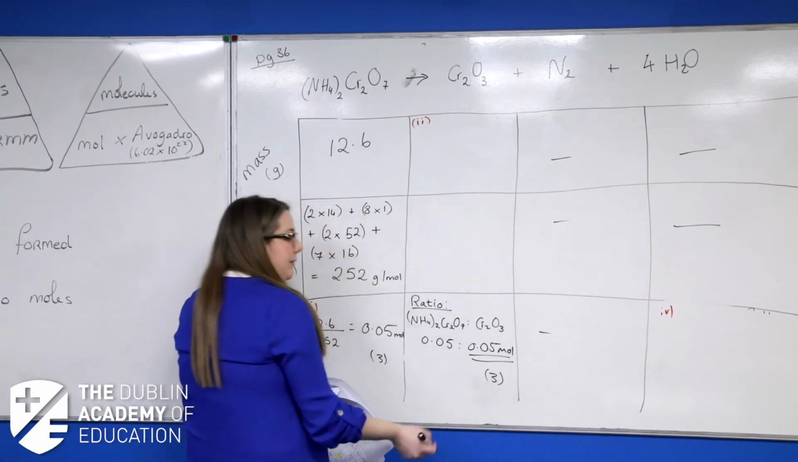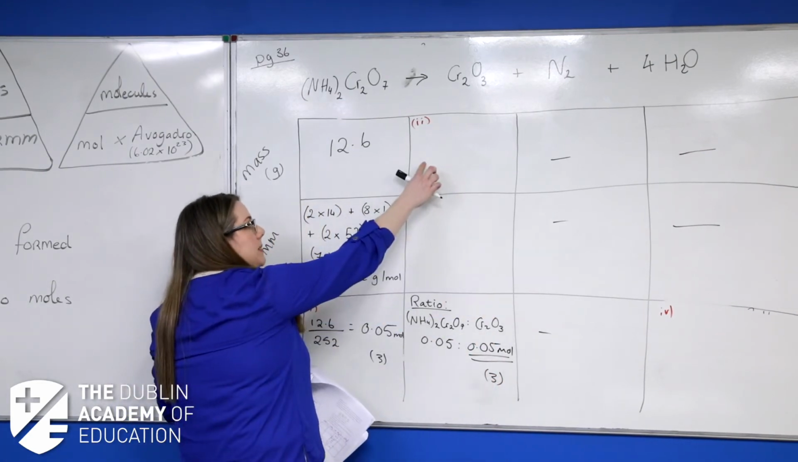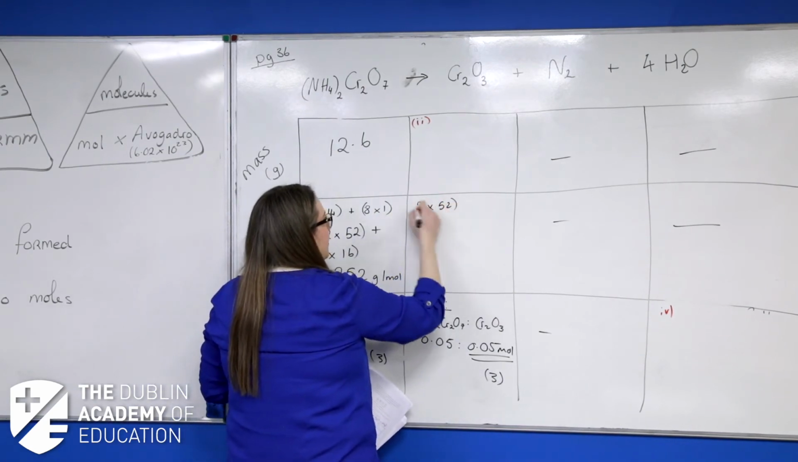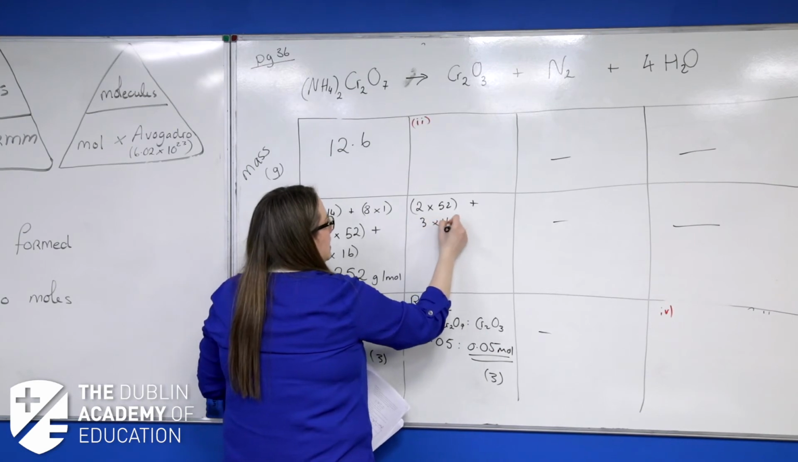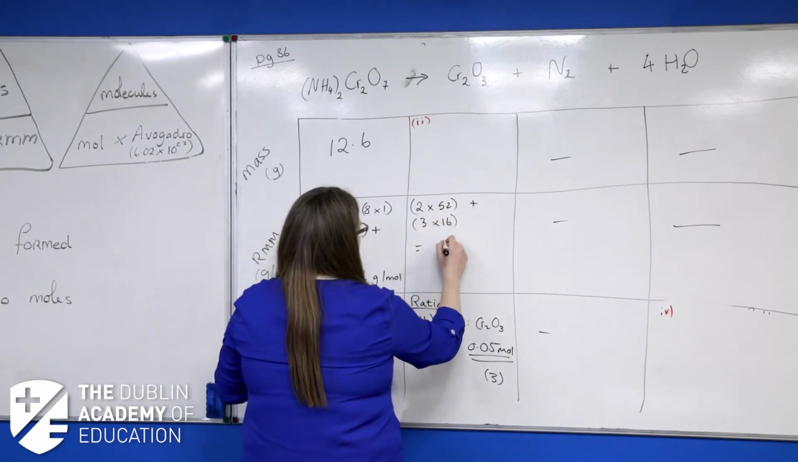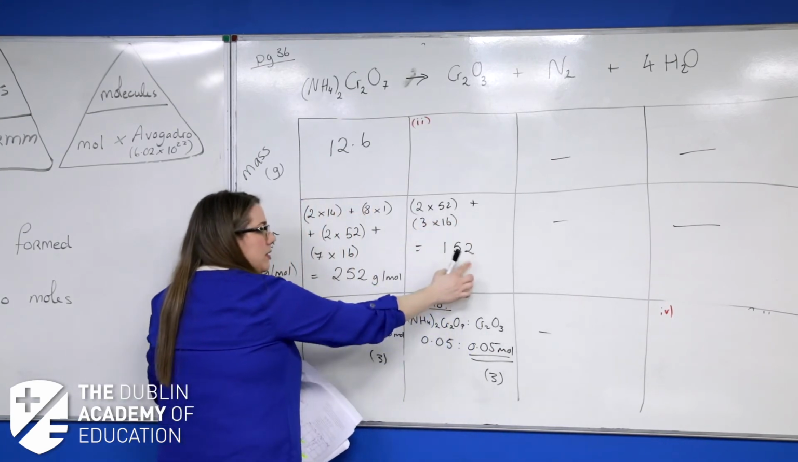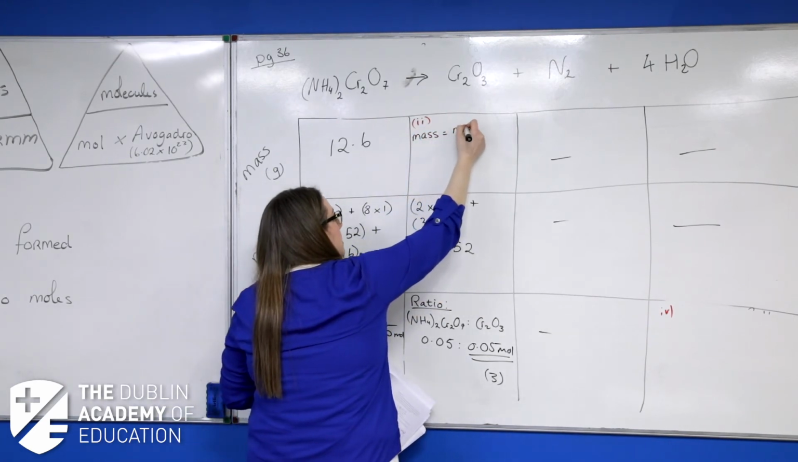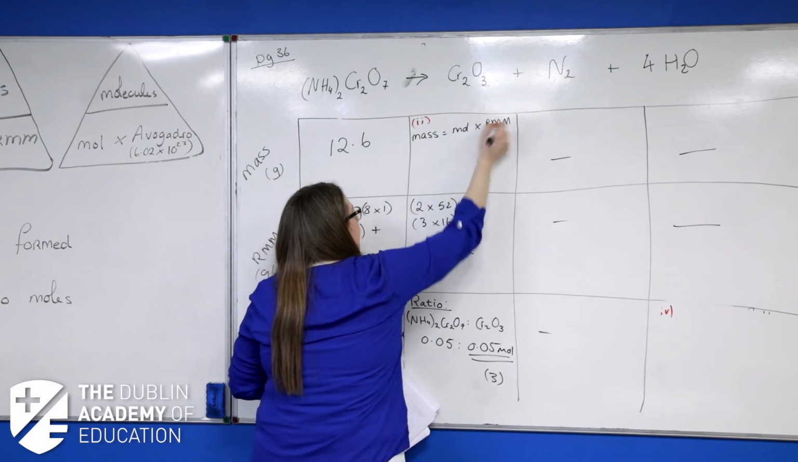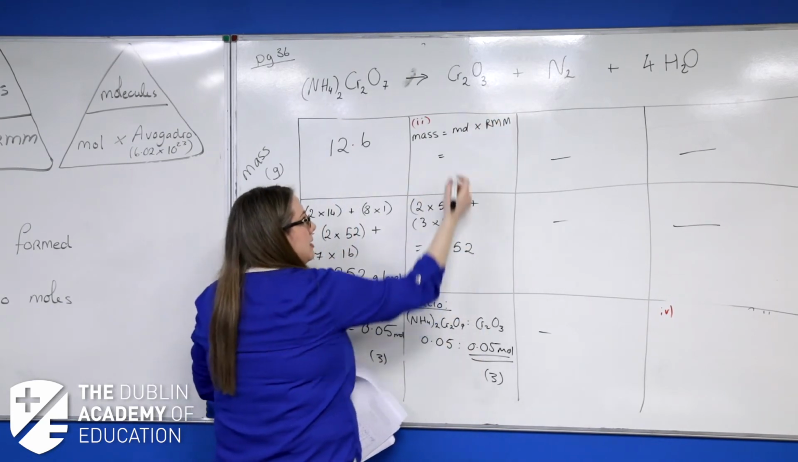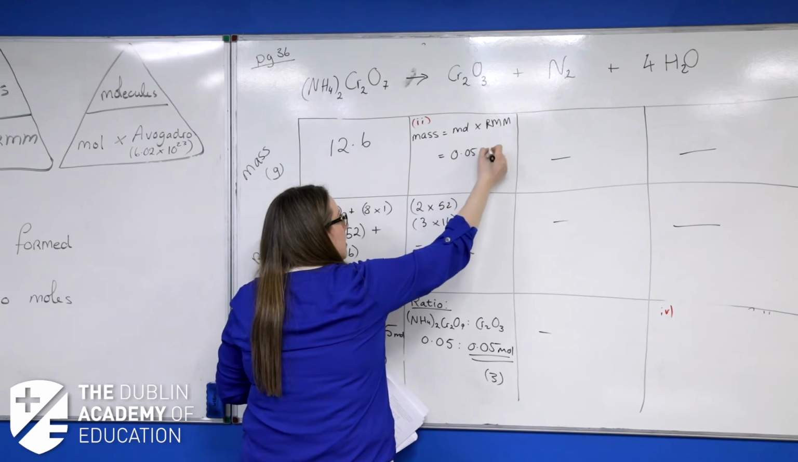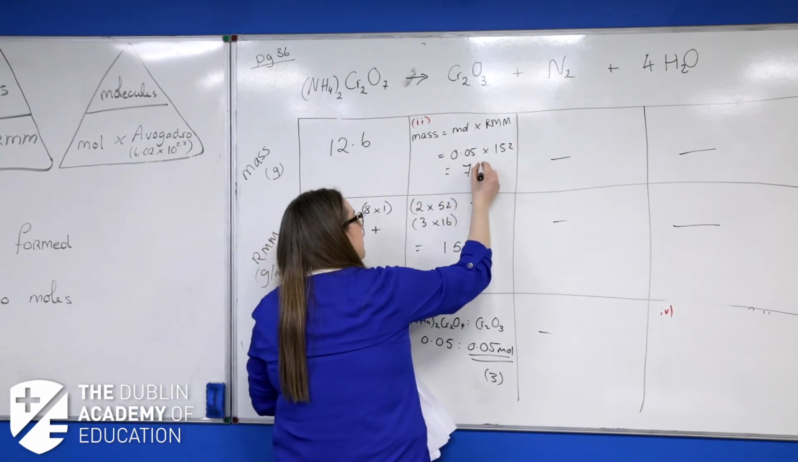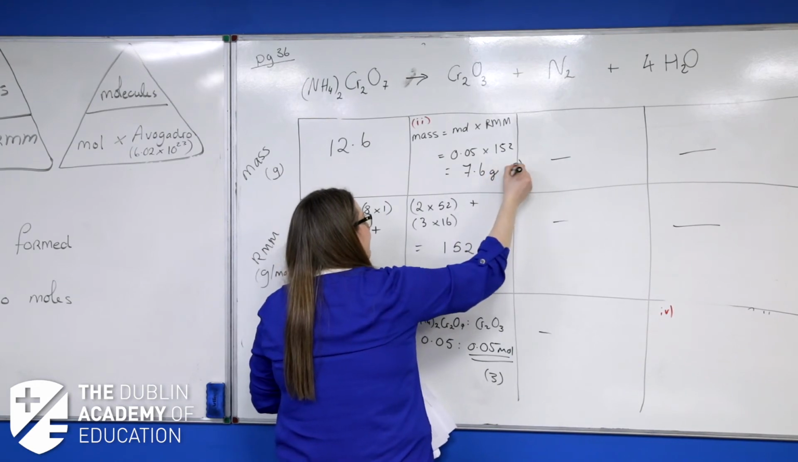And that's 3. Now use this. Let's work our way up to the mass. We need the RMM. So chromium is 2 times 52 plus 3 times 16, which is 152. So the RMM is 152. Now mass is moles times RMM. So it's this times 152, which is 7.6 grams. And that's another 3.